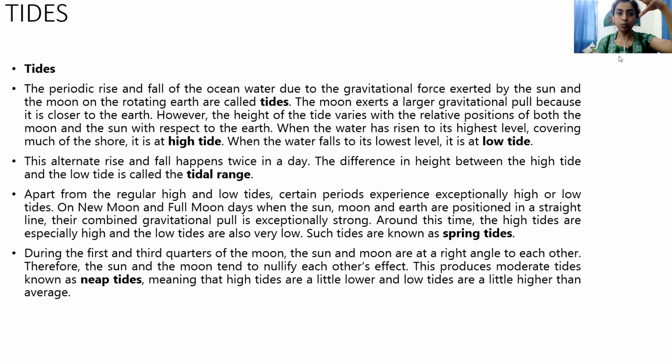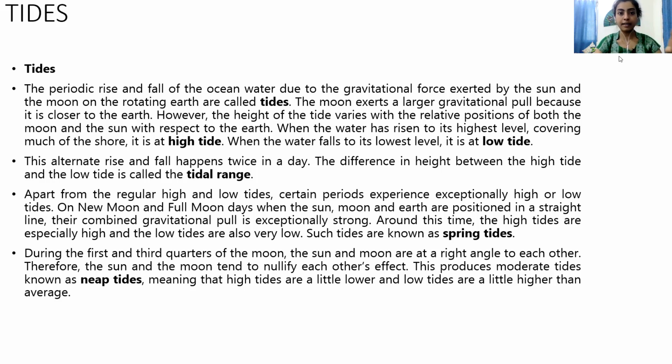Now if the moon will be pulling from the top, and the sun will be exerting gravitational pull from the side, then in such a position of the moon, sun and the earth, the tides are moderate. They are not so high, not too low either. Those are known as nip tides. Meaning that the high tides are a little lower. That means compared to how high the high tides normally are, during nip tides the height of the high tides is a bit lower, and the low tides are a little higher. The low tides are not so low, rather a little higher than the normal average.